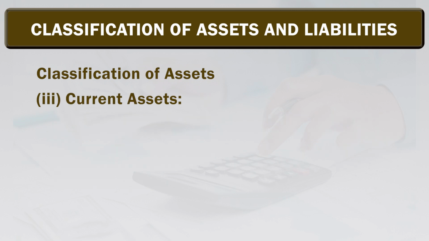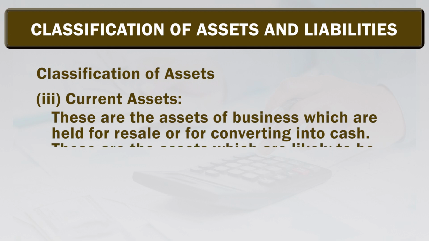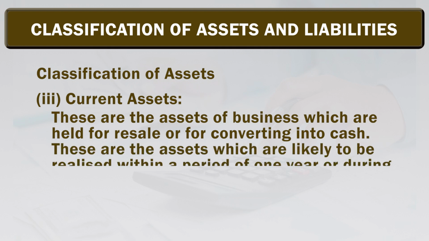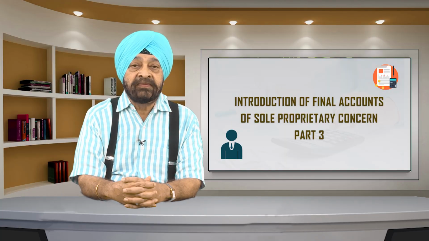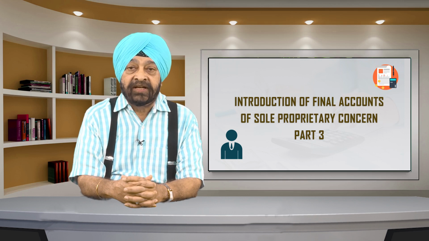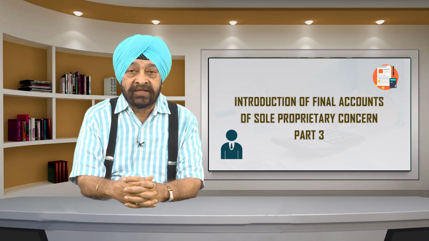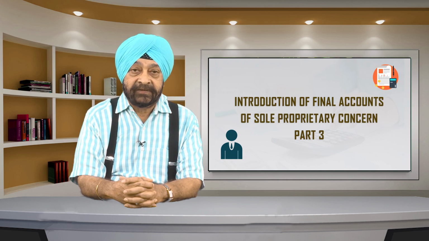The third item is current assets. These are the assets of business which are held for resale or for converting into cash. These are the assets which are likely to be realized within a period of one year or during the period of normal operating cycle. A business earns profit by sale of these assets, but not by keeping them in hand. Examples are unsold goods, that is closing stock, debtors, bills receivable, bank balance, cash in hand, etc. These assets are temporary in nature and may change from time to time. These are sometimes referred to as floating or circulating assets.